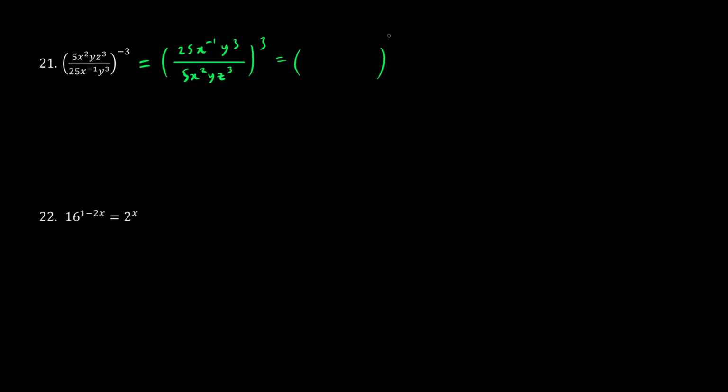Using BEDMAS, we can simply clean out the inside. 25 divided by 5 is 5. X to the negative 1 divided by x to the 2. We have negative 1 minus 2 is negative 3. So we can either write x to the minus 3 on top or move it down and write x to the 3. We have y cubed divided by y, so we have y squared. And we have z cubed on the bottom.